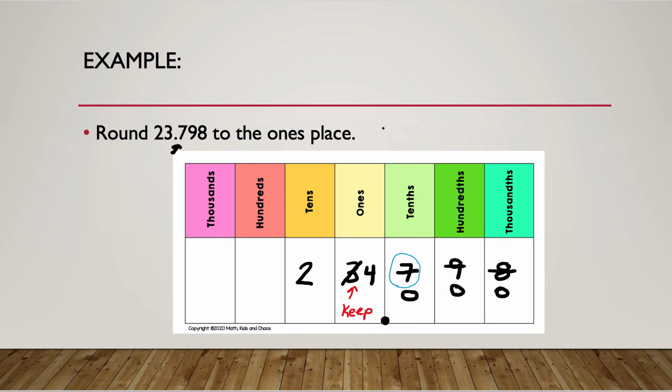All right, so let's look at what we have. We have a 2, a 4, the decimal place, and 3 zeros. And I know that I don't really need to write the zeros to the right of the decimal place, so I'm just going to drop those zeros and give as my final answer 24. So 23.798, if we're going to round it to the ones place, then it will round to 24.